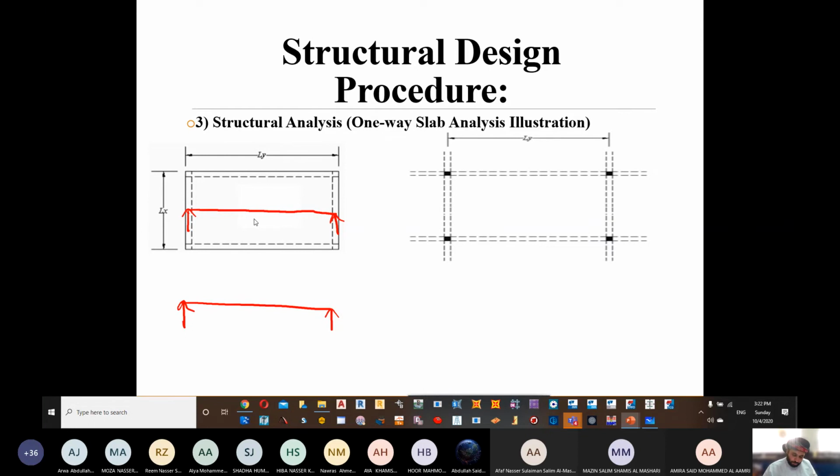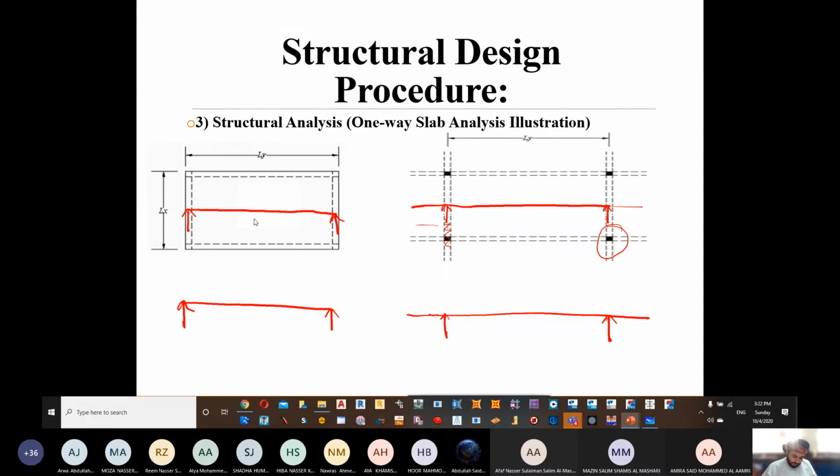Now, if I go and try to draw for the second slab, this is my slab. There is a beam here. There is another beam. But there is another slab here. There is another slab here. So if I go and draw the free body diagram, you can see a support is coming here for the beam. Another support is available here. And then there is another slab.